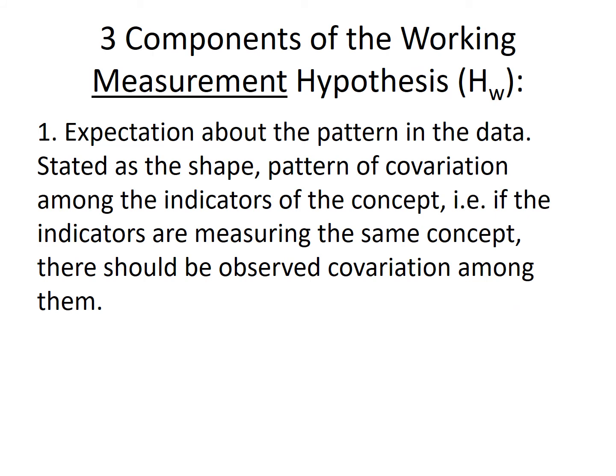Alright, so we are now going to have three components of the working measurement hypothesis, which is part of your methodology. You want to explain the pattern in the data, stated as a shape pattern of covariation among the indicators of the concept. If indicators are measuring the same concept, there should be observed covariation among them. So when you're playing soda pong with your parents, this basically states that you have the sociological knowledge to determine what you should expect from this data.